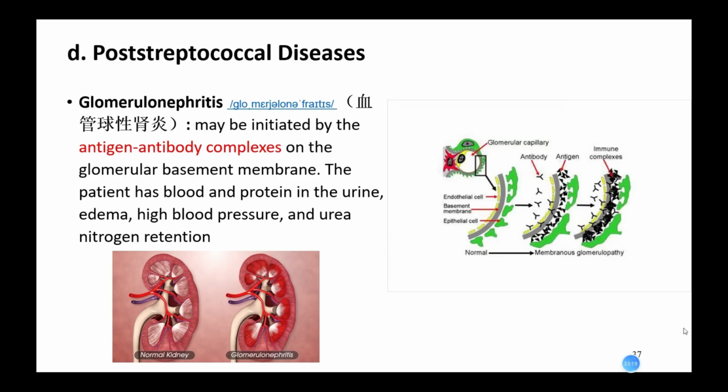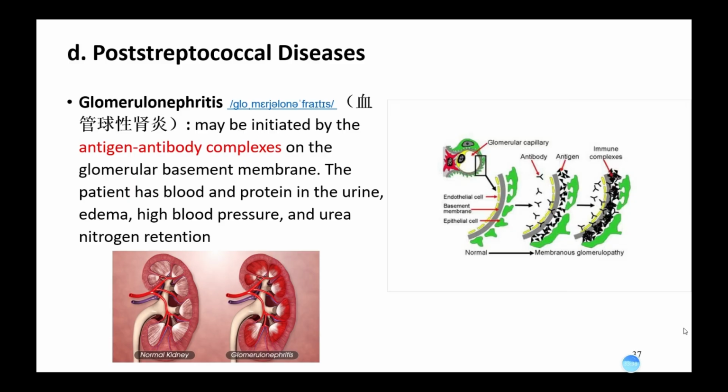Nephritis, glomerulonephritis. So that's the inflammation in the kidney. How does it happen? During the streptococcal infection, your body produces a lot of antibody.